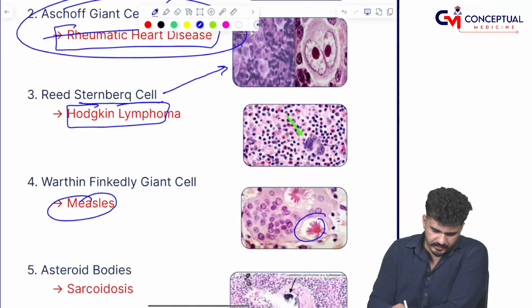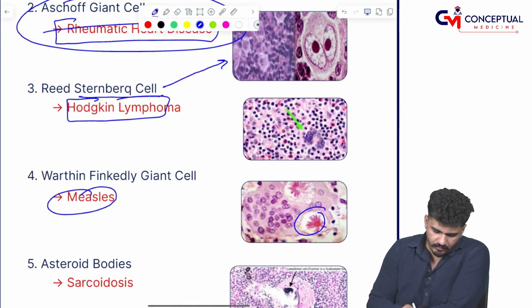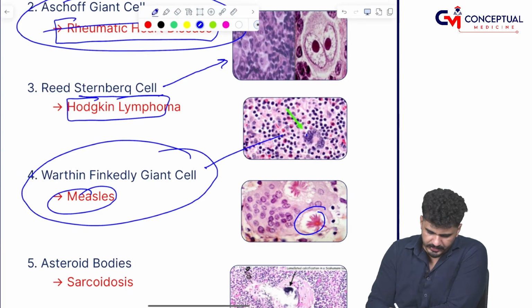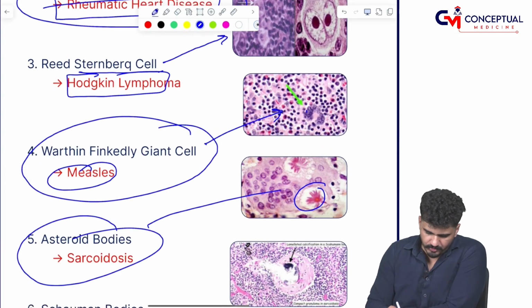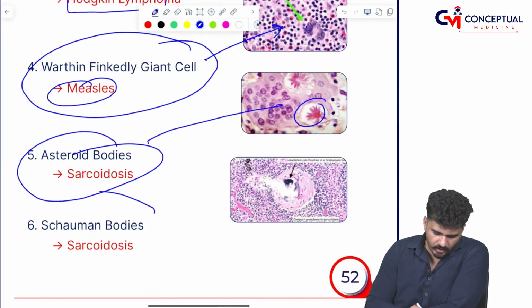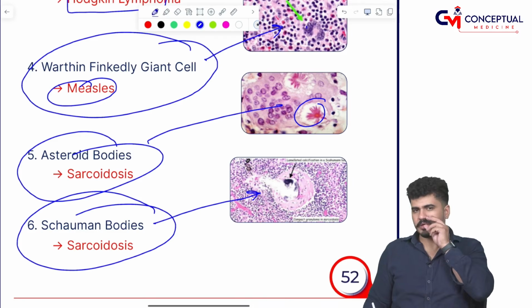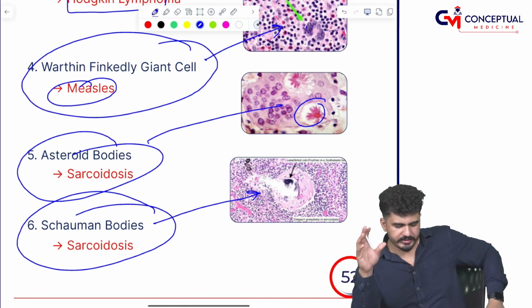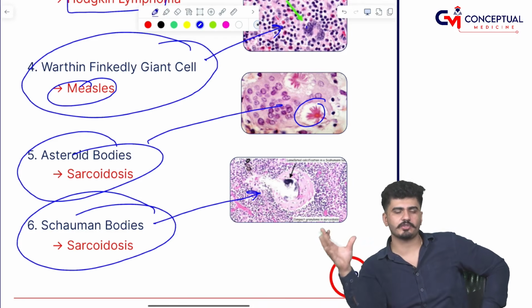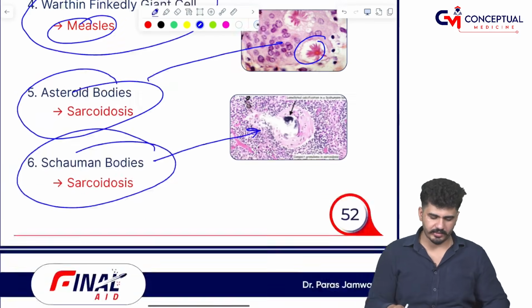There is no image for Aschoff body. Just remember, no image is there. Warthin-Finkeldey giant cells are here, sir. This is an asteroid body you will see in sarcoidosis. Also Schaumann bodies are seen in sarcoidosis. So in sarcoidosis two types of bodies you will see: Schaumann bodies and asteroid bodies. Schaumann and asteroid bodies are seen in sarcoidosis.